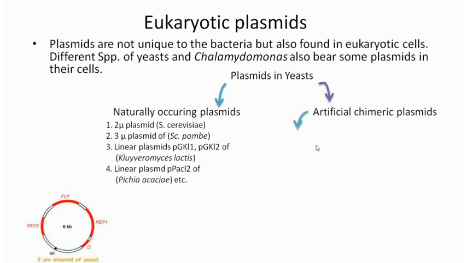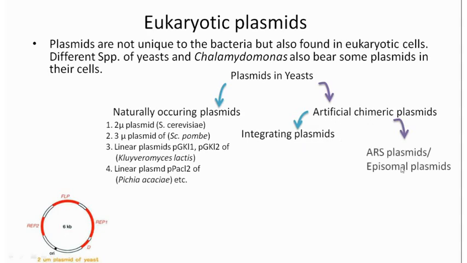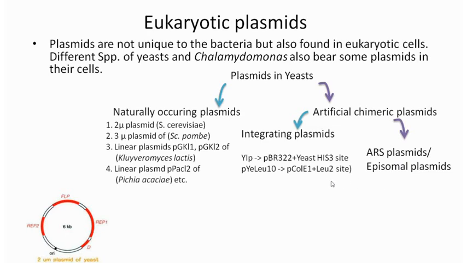So artificial chimeric plasmids may fall into 2 categories. One is the integrating plasmids, those which integrate within the host chromosome, and the others are those that can replicate autonomously, autonomously replicating sequence possessing plasmids, or episomal plasmids. They do not integrate within the cell because they contain the ARS sequence extra. In addition to the integrating plasmid features, they contain the ARS sequence in extra. That's why they can be maintained independently.